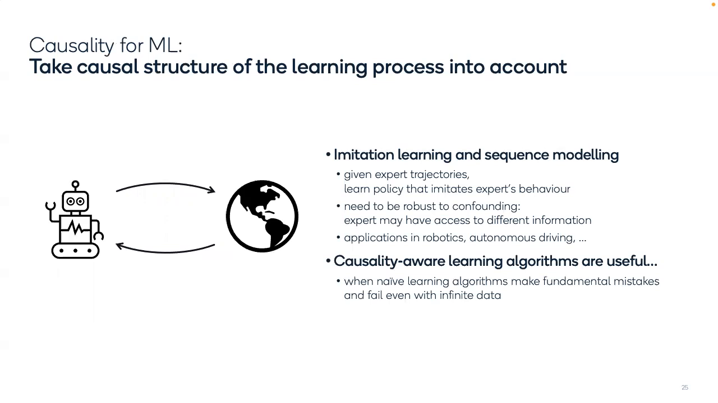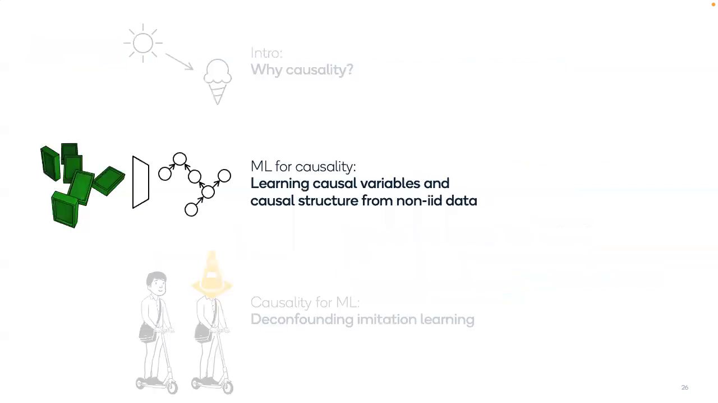But these kinds of causality-aware learning algorithms can be useful when naive learning algorithms fail, and naive learning algorithms even fail in the limit of infinite data and perfect optimization. And you'll see an example of this in a bit. But sometimes understanding causal structure can be really useful to find your fundamental problems in machine learning. Good. This was my introduction.